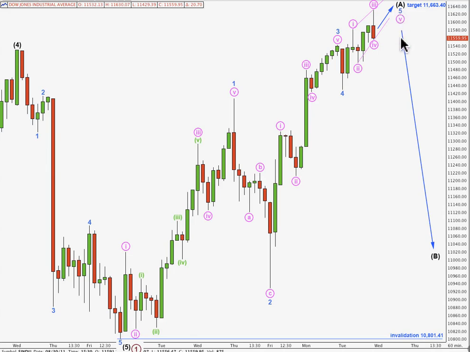We should be expecting it to begin a B wave, which should exhibit choppy, corrective, overlapping movement for at least a couple of days, if not a week or so. B may not move beyond the start of A. In the midterm, this wave count is invalidated with movement below 10,801.41.